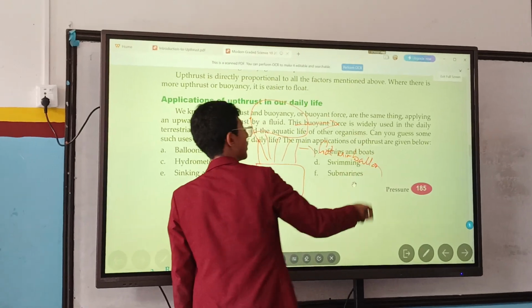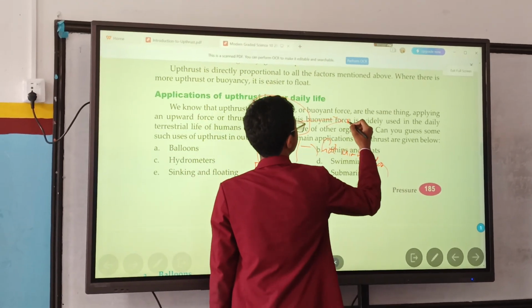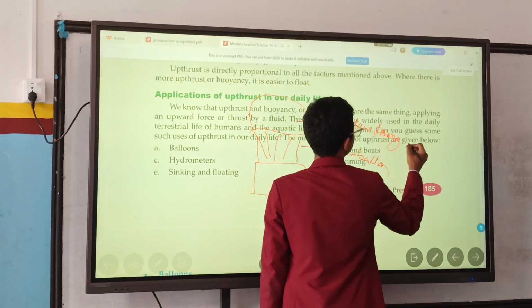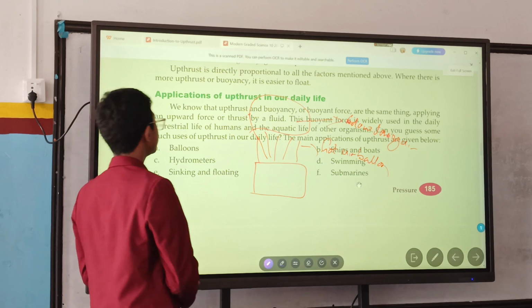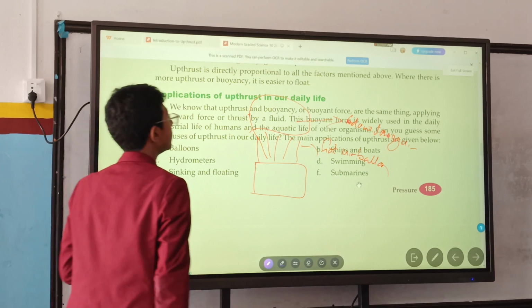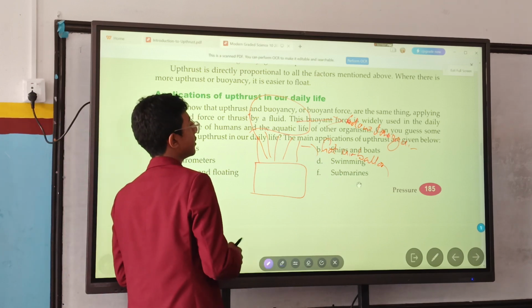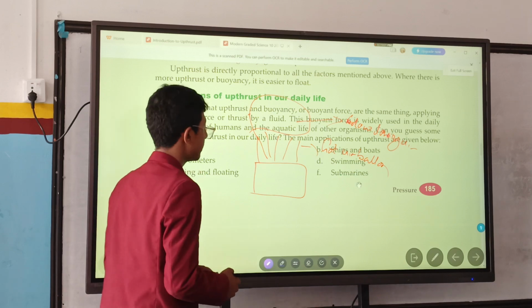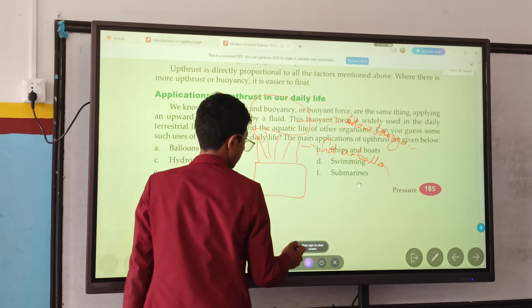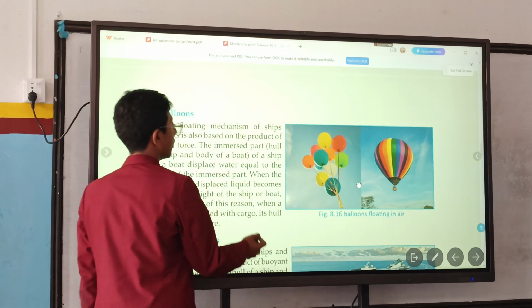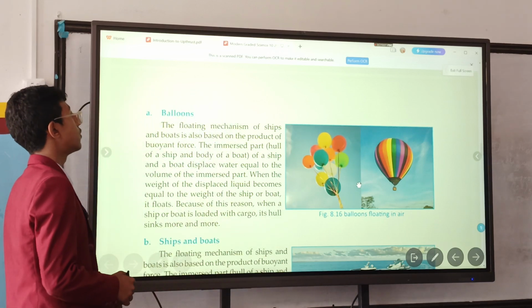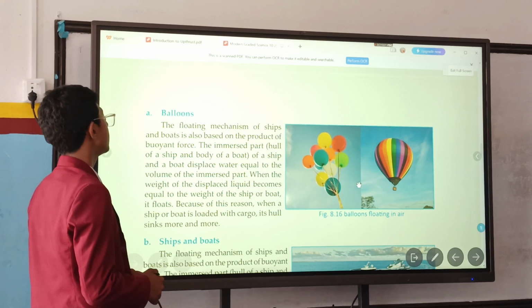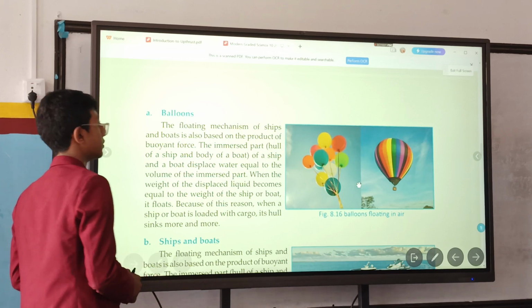This balloon is filled with air, which is of low density. When the low density air differs from the outer air, the hot air balloon flies, as you can see here. The floating mechanism of ships and boats is also based on this.